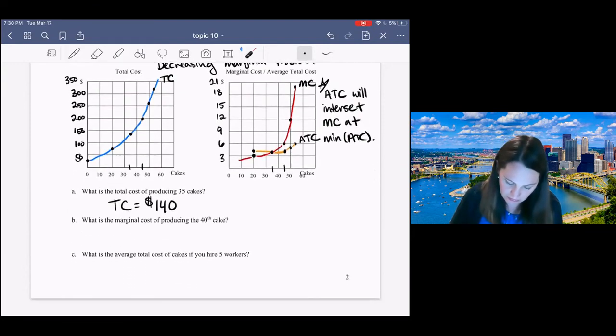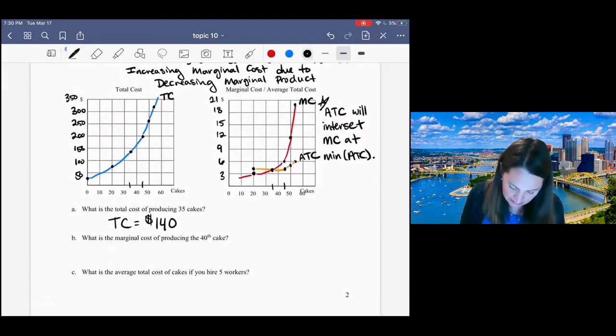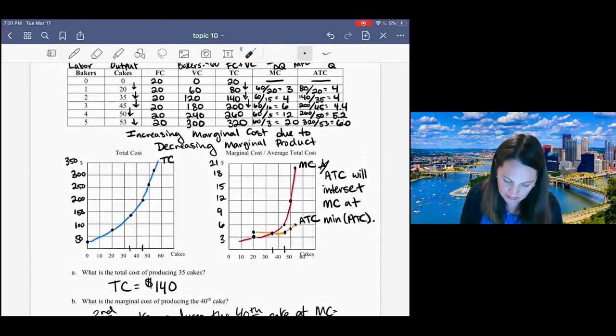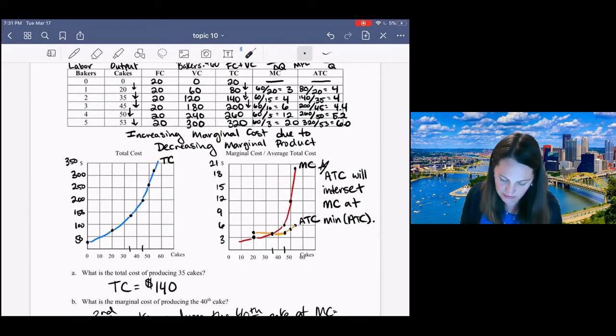So the first thing that I need to note here is that the third worker produces the 40th cake. And then I can come over across here. Third worker is producing the 40th cake. And what is the marginal cost of that cake? It is $6.